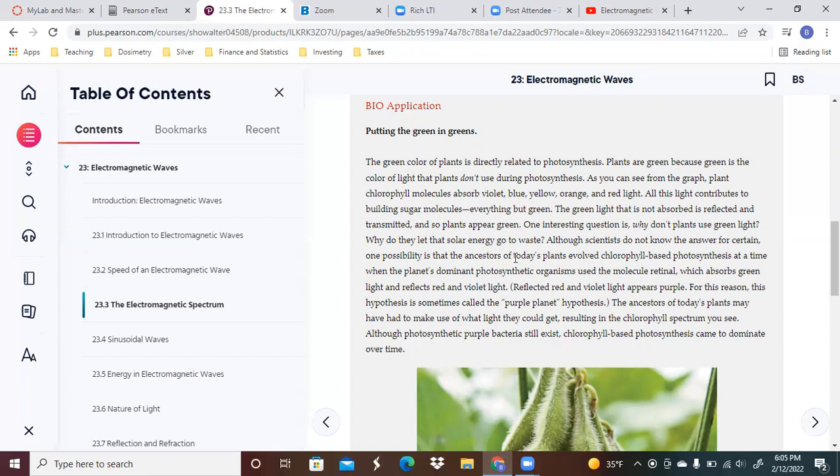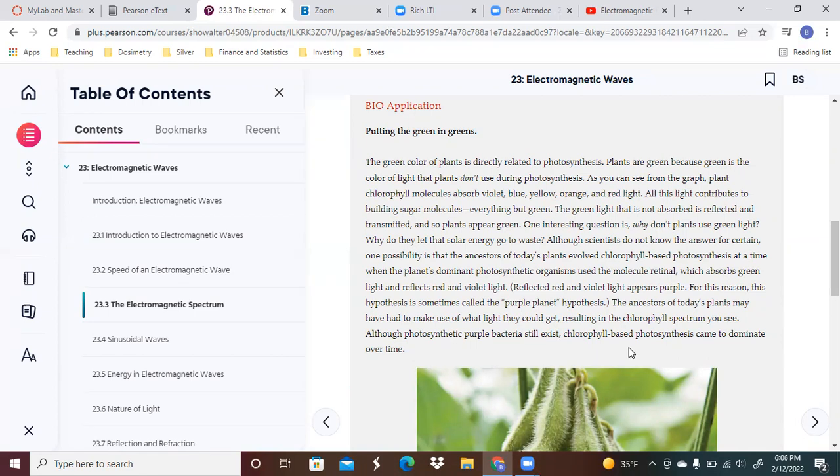Why don't the plants use the green light? Although scientists don't quite know the answer for that, one possibility is that the ancestors of today's plants evolved chlorophyll-based photosynthesis at a time when the planet's dominant photosynthesis organisms used the molecule retinal, which absorbs green light and reflects the red and violet light. And that red and violet light appears purple. For this reason, the hypothesis is sometimes called the purple planet hypothesis.